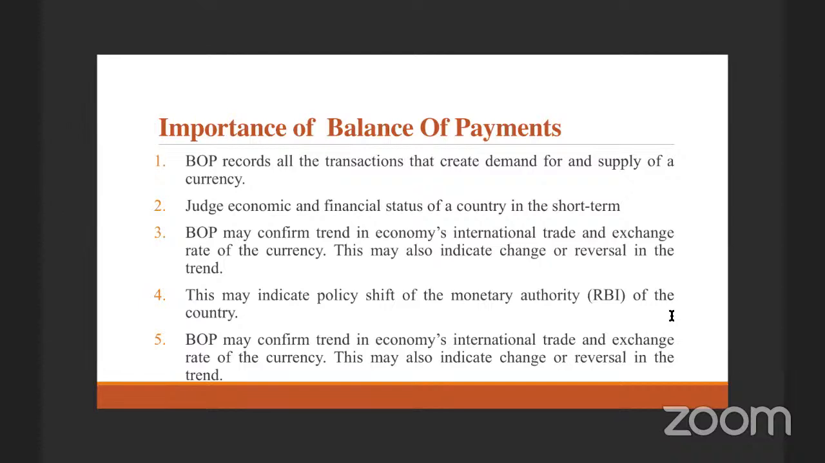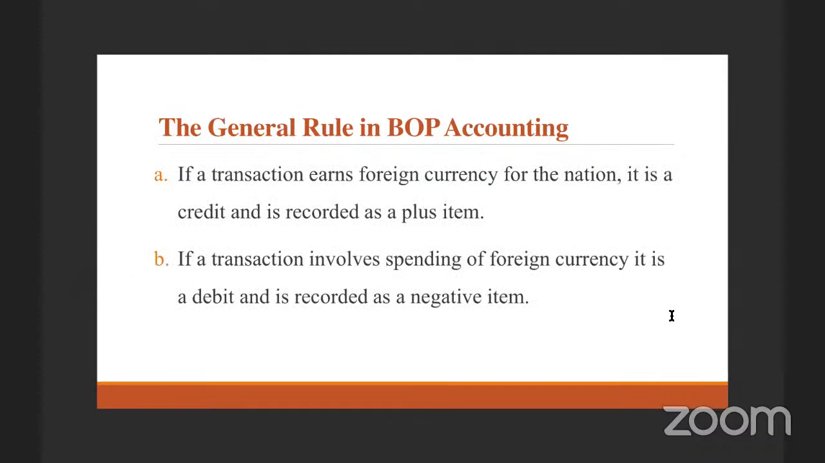BOP is a barometer, to predict the trends in the international trade of a country. And this may also indicate the reversal trends, declining trends also. General rule in balance of payment accounting: if a transaction earns foreign currency for the nation, one transaction, it is a credit and it is recorded as a plus item.